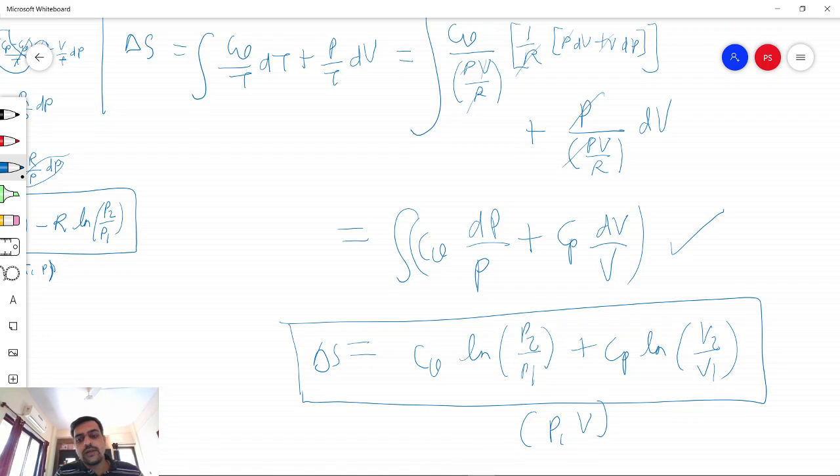So any combination of two variables of the three variables, namely pressure, volume and temperature, can be used to determine the change in entropy of an ideal gas when its state changes from state 1 to state 2 in general, provided that we know the values of Cp and Cv, that is the specific heat at constant pressure and specific heat at constant volume for the given ideal gas.